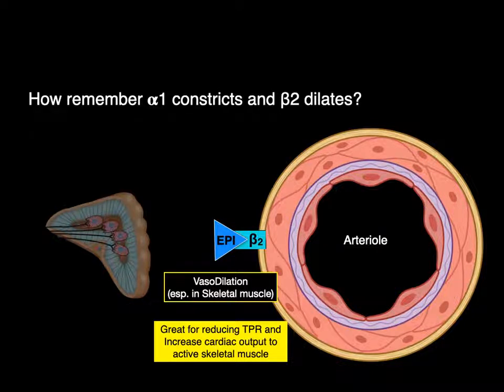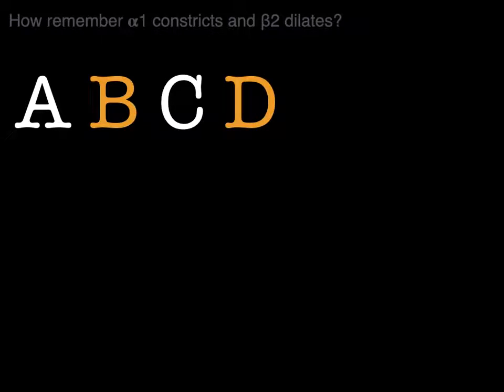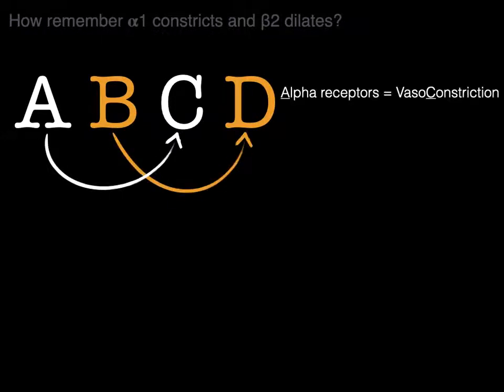Now, how do I remember how alpha 1 receptors cause vasoconstriction and beta 2 receptors cause vasodilation? Well, I remember the A, B, C's, and D's, where A goes to C and B goes to D, where alpha receptors cause vasoconstriction via norepinephrine, and beta receptors cause vasodilation via epinephrine. That's kind of cute, isn't it?